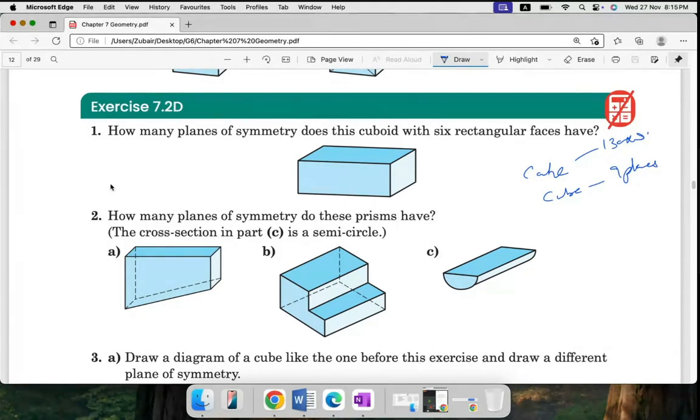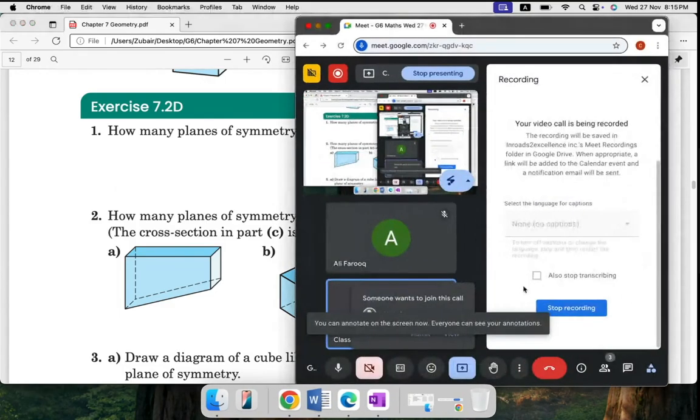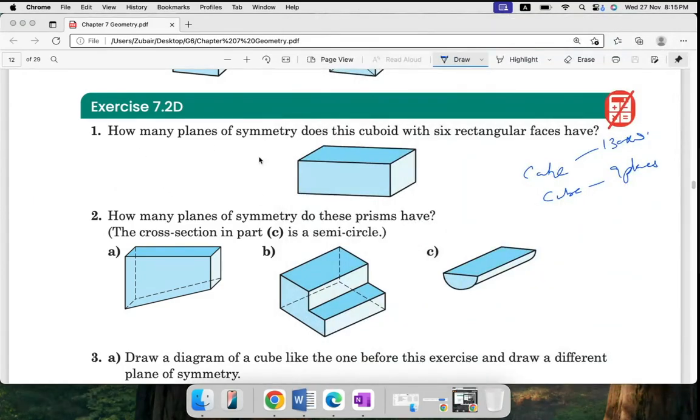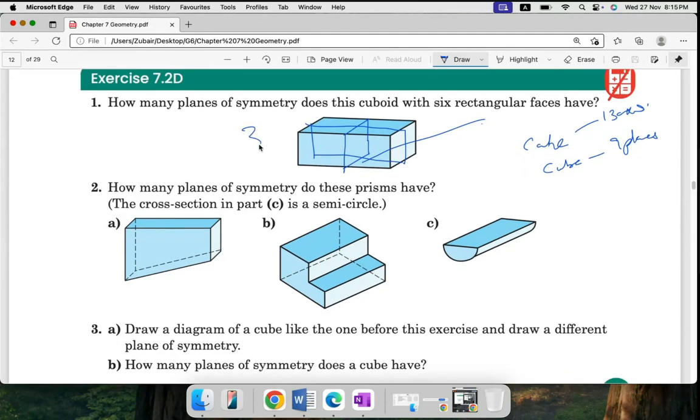Okay, exercise 7.2, question number 1. How many planes of symmetry does this cuboid with 6 rectangular faces have? So planes of symmetry were just discussed. So we have, this is 1, this is 2, and the third one in horizontal direction throughout. So it has 3 planes of symmetry.